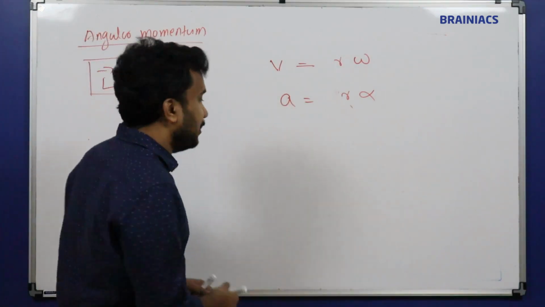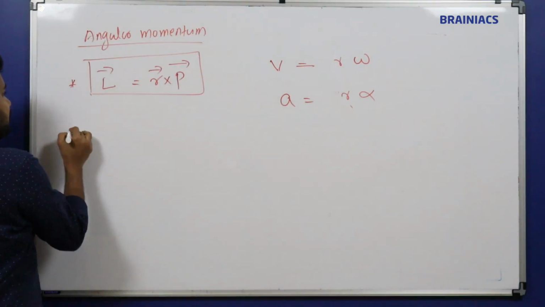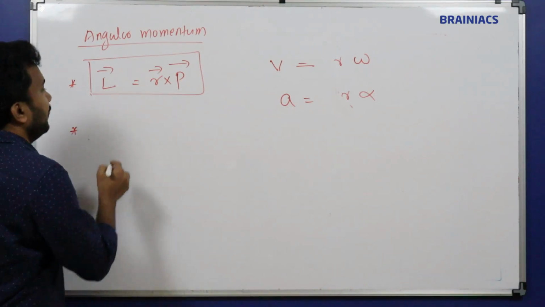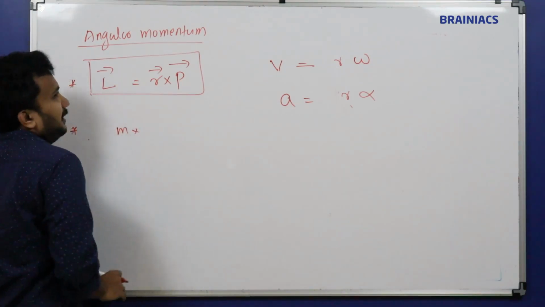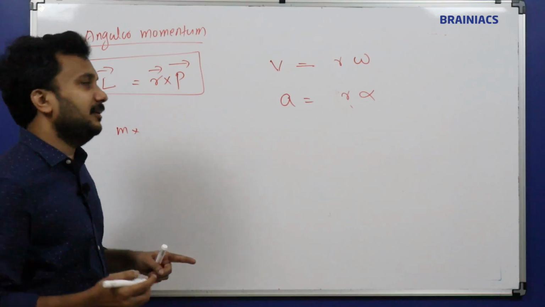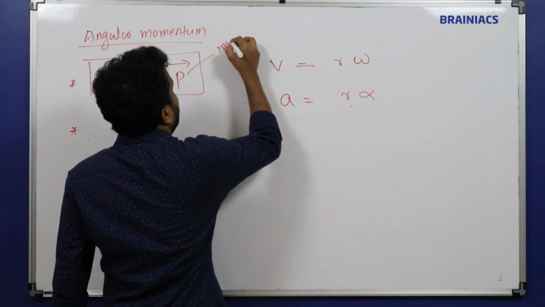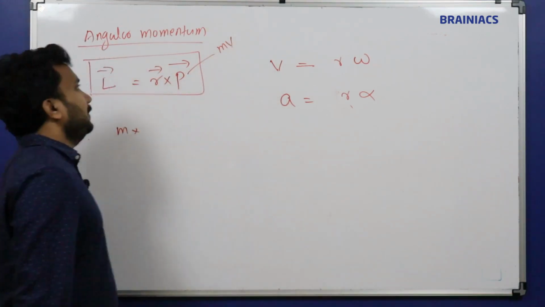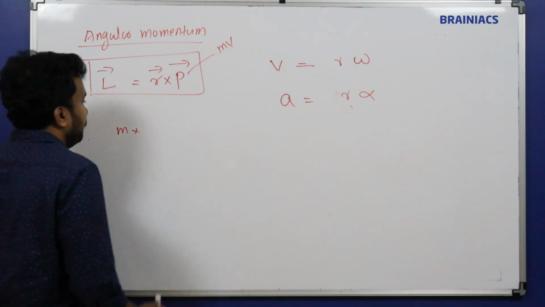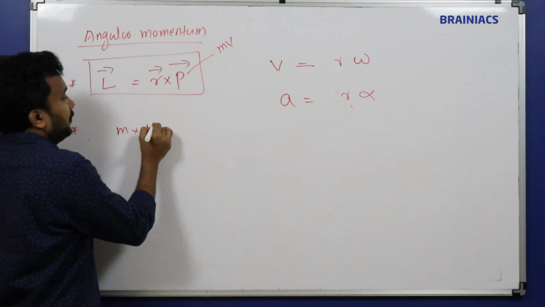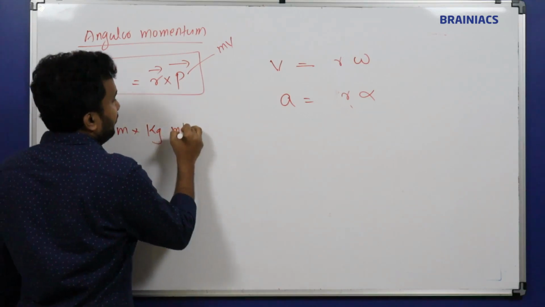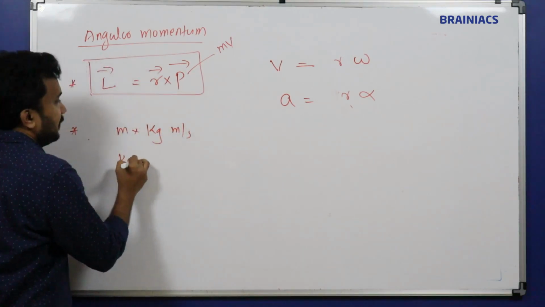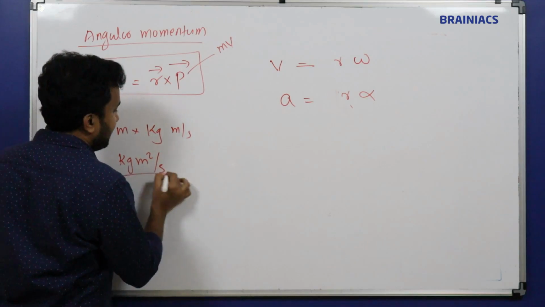What is the unit of angular momentum? Tell me, boys and girls, what is r? The unit is meter. What is p? p is equal to mv, right? So mass in the unit kilogram, velocity in the unit meter per second. So the answer is kilogram meter square per second.